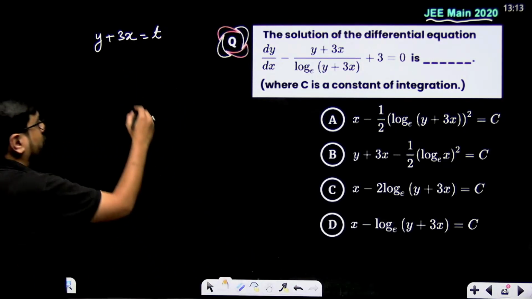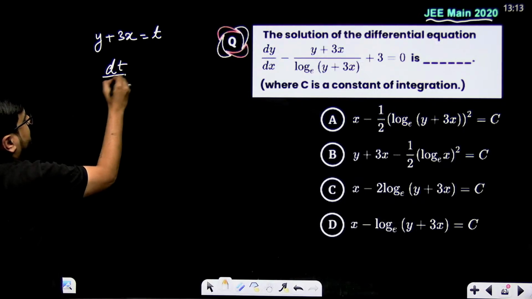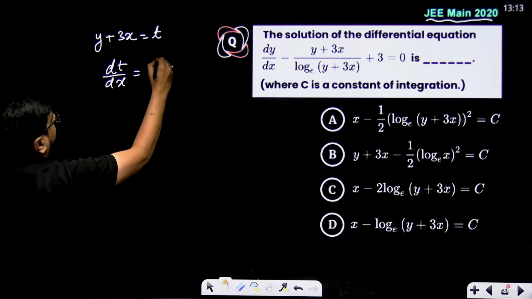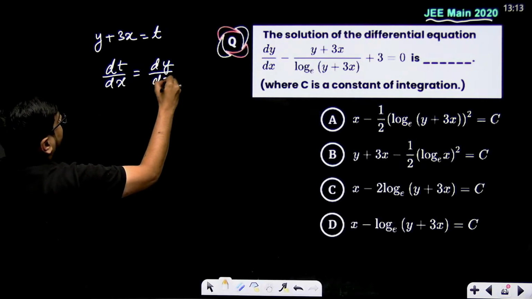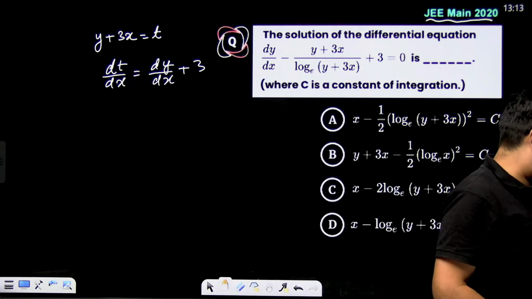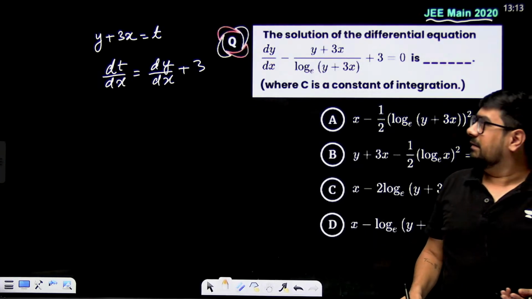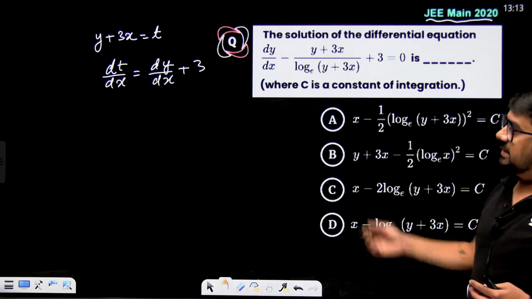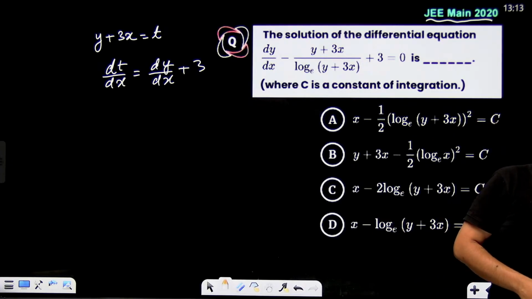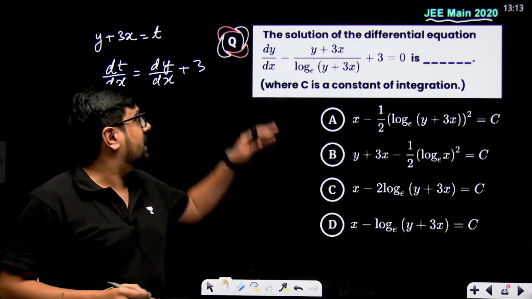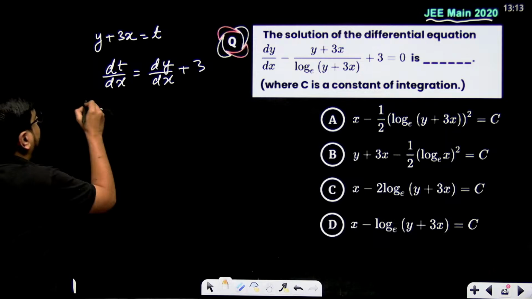As soon as you do dt by dx over here, your dt by dx will be nothing but dy by dx plus 3. Or I should say, dy by dx is dt by dx minus 3, or dy by dx plus 3 is equal to dt by dx, right? This is the thing which we are going to get. So from here you take this value of dy by dx and use it over here. Now what will be dy by dx from here?